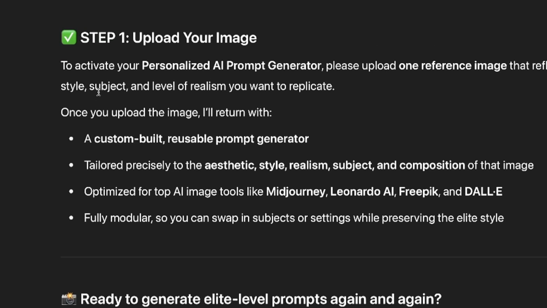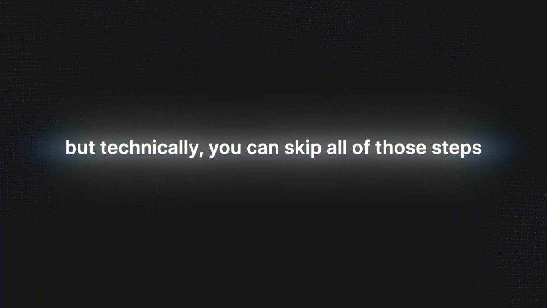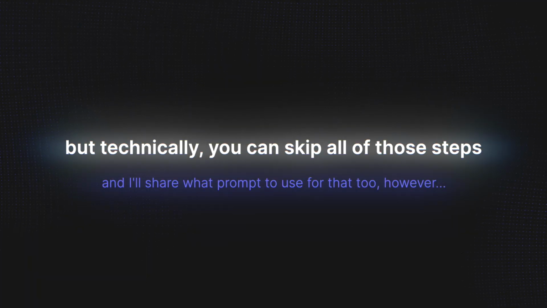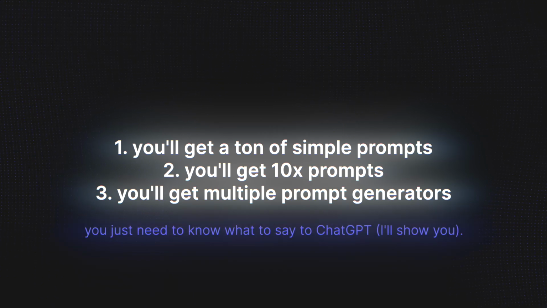Okay, step one, upload your image. Once you upload the image, I'll return with, look at this, amazing prompt generators. Now, I know in the beginning, I did recommend doing a few steps first by uploading an image and then saying multiple times, make the prompts better and better, which is going to be helpful. But technically, you can skip all of those steps and go straight to the prompt I just pasted to get a meta prompt generator right away. But the reason why I like doing this first is to first show you some simplified options and to keep the conversation flowing and then have ChatGPT reassess it.